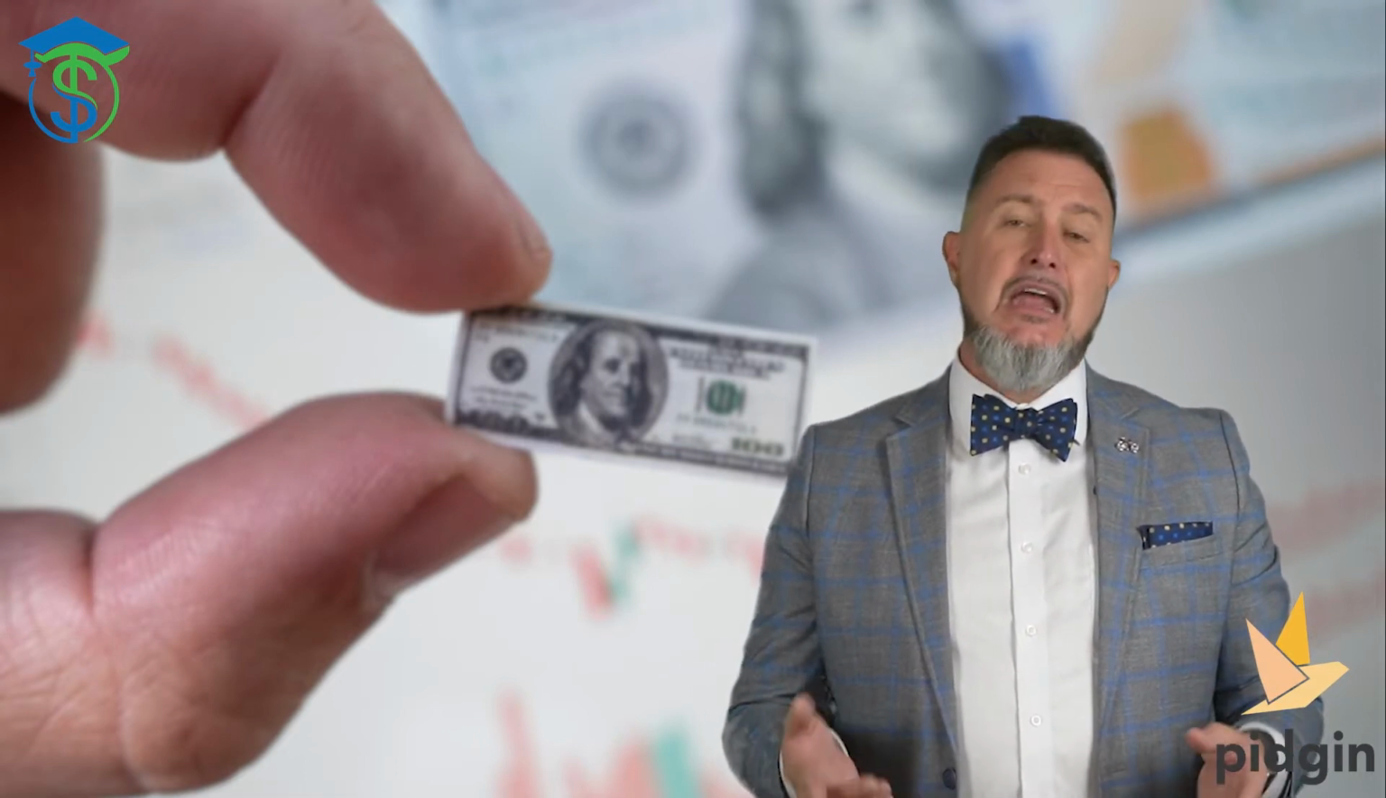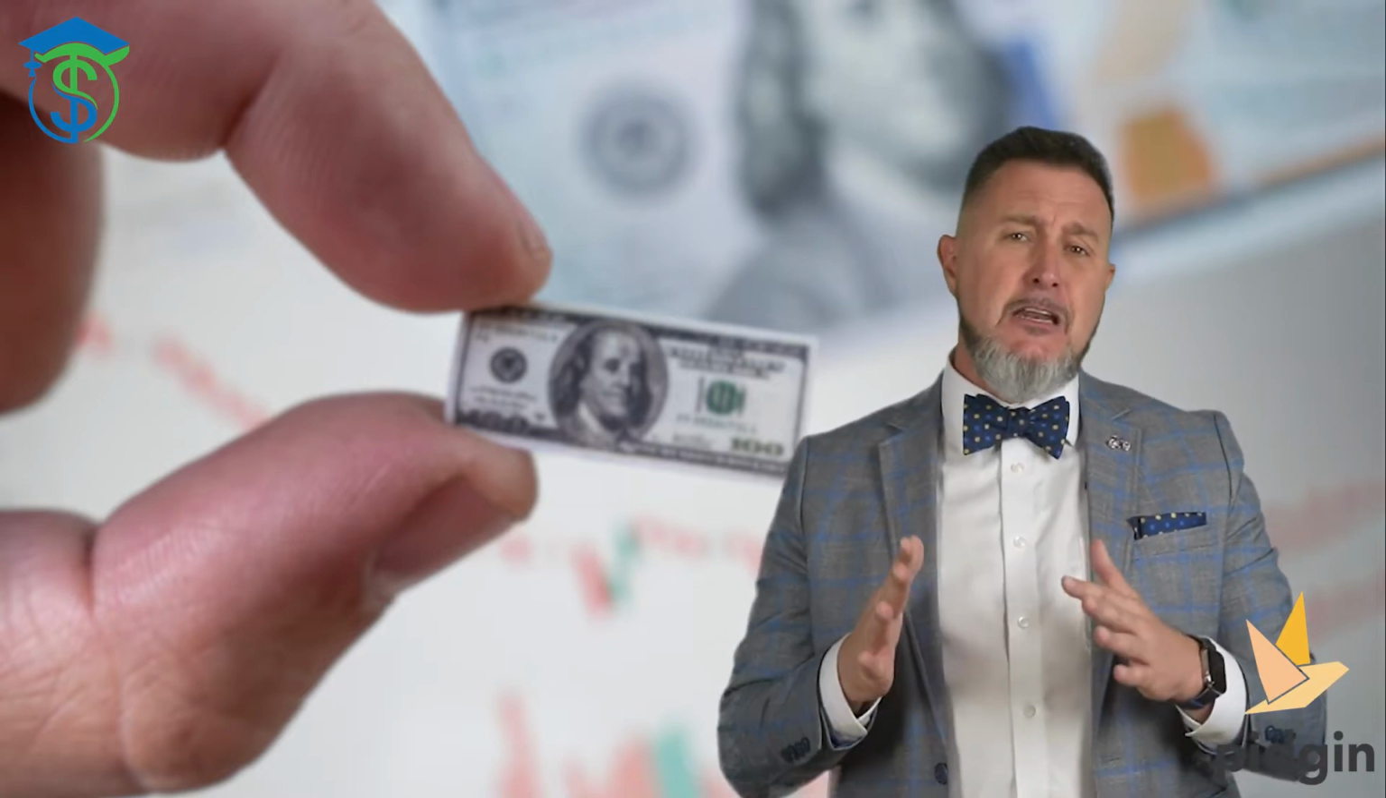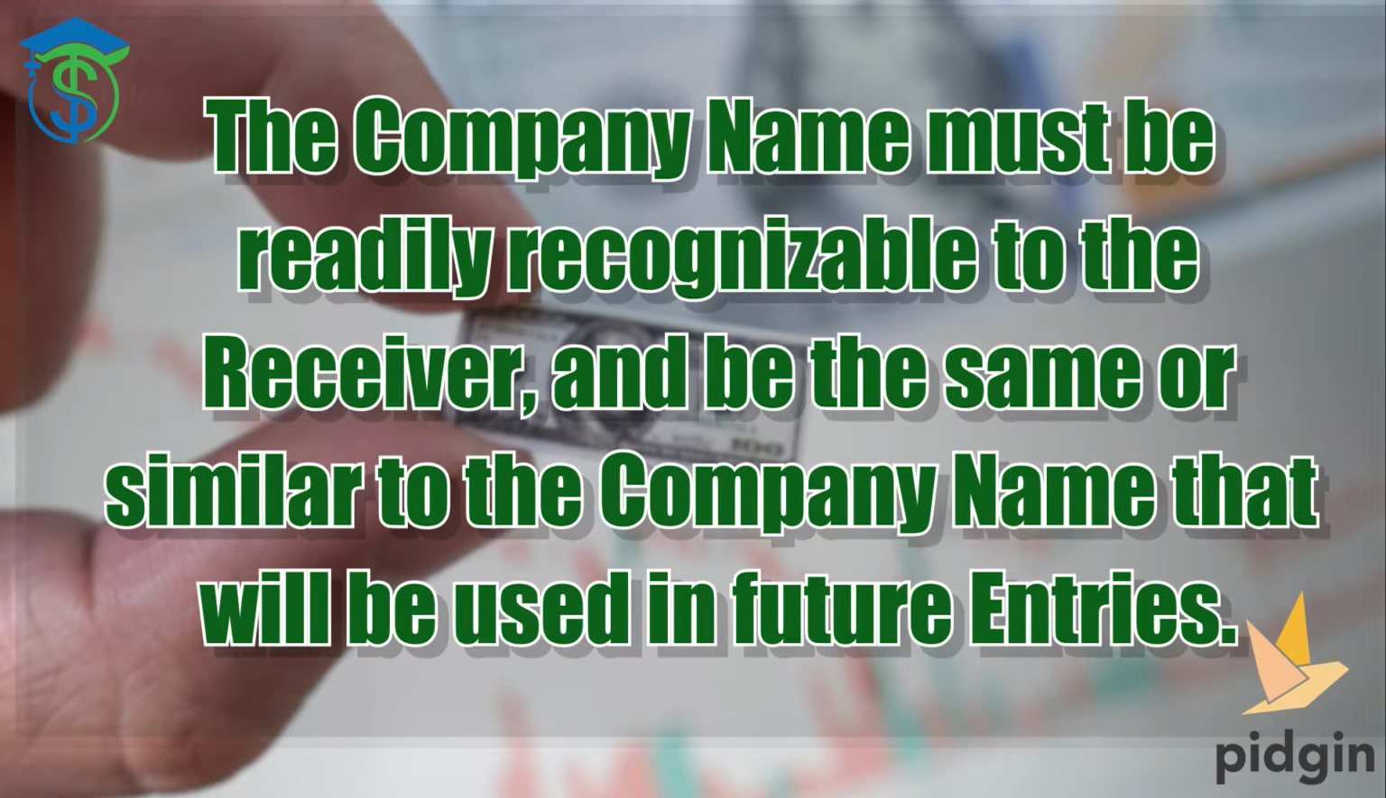micro entries. Now, we also need to make sure that we have the proper company name. The company name needs to be easily and readily identifiable to the receiver, and it needs to be similar or at least close to the company name that will be used in future entries. We don't want things returned because the receiver doesn't know who an entry is coming from. So having a name that's known to them helps remove some confusion. But if you do have minor variations between the micro entry company name and the actual company name for future transactions, that's okay, but let's keep them minor.